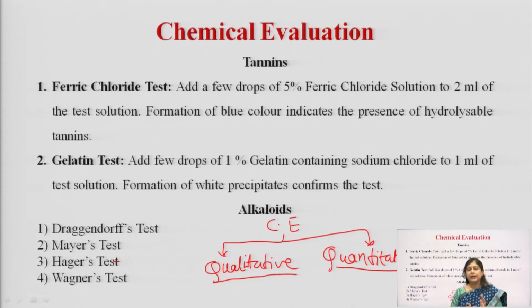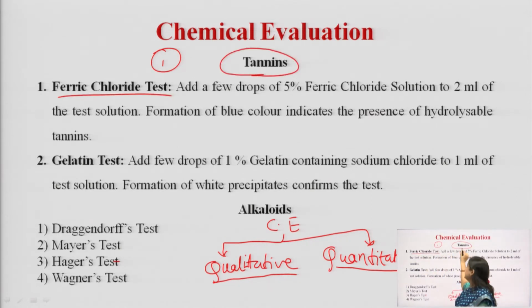So, in qualitative evaluation, the first thing which is done is the chemical test or the phytochemical test. The first one is the ferric chloride test, which is done for tannins. Tannins are substances which are soluble in water, they are phenolic compounds which do not contain any nitrogen, and they generally have an astringent effect. The examples are Amla, Baheda, Ashoka, Arjuna, etc.